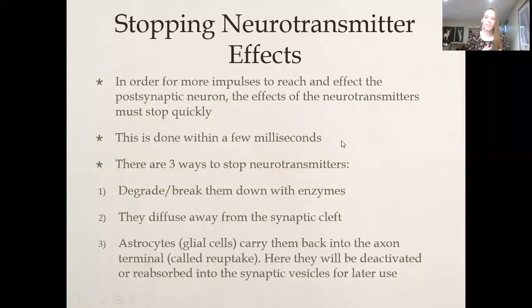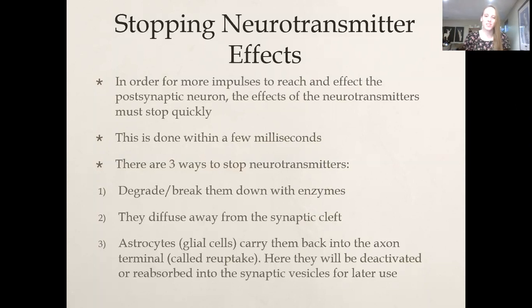Okay, so in order for more impulses to reach and affect the postsynaptic neuron, the effects of the neurotransmitters have to stop quickly. You don't want the exact same signal constantly being sent to the postsynaptic neuron just because some neurotransmitters were slower getting across. So you need to get those neurotransmitters out of the synaptic cleft after they've done their job, or after some of them have done their job, so that a new signal can get sent.